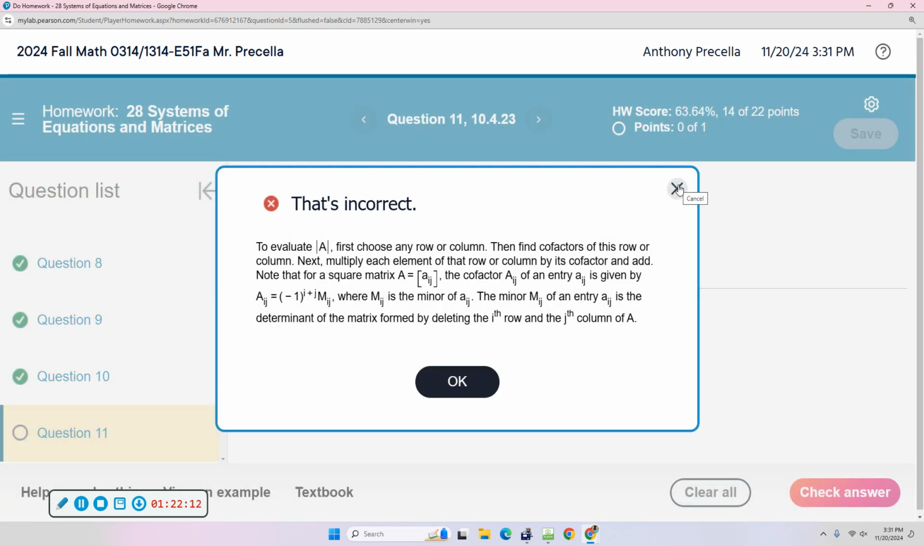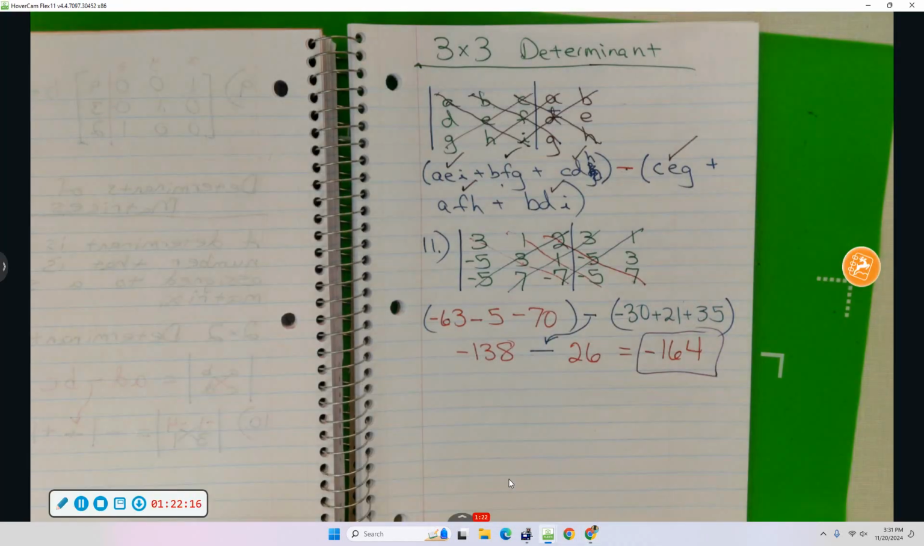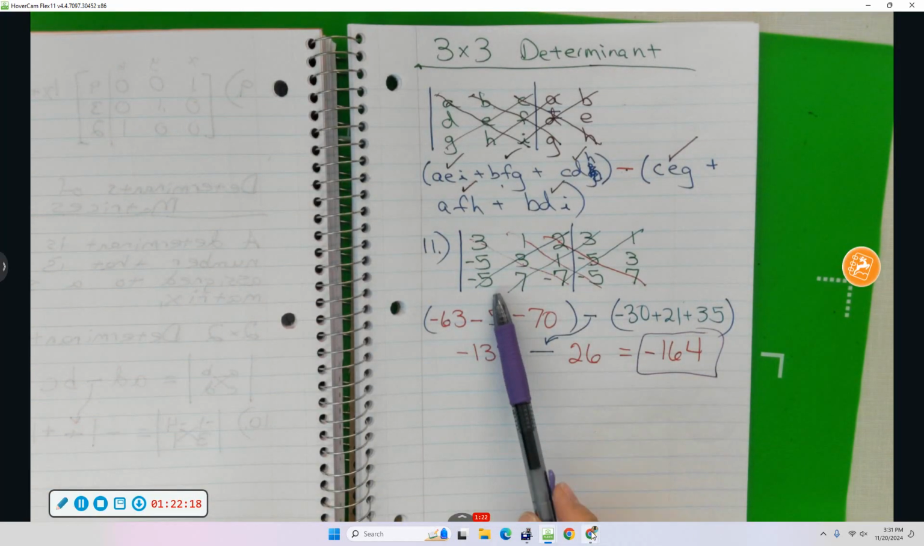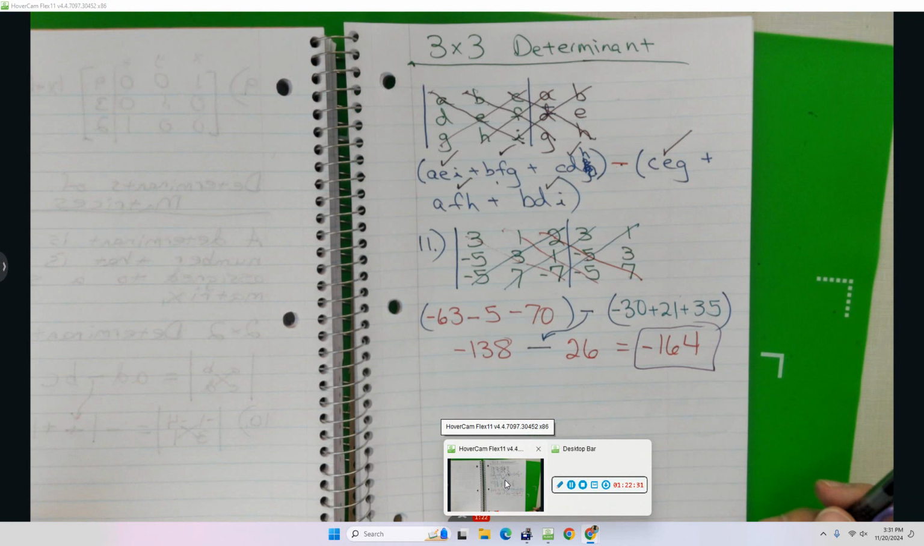Oh, I messed up. What did I mess up on? Let me see. Where did we mess up? Oh, wait. Let's check and make sure you didn't miscopy it. Negative 3, negative 5, 1, 3, 7. Oh, you did. Oh, my gosh. What? I didn't miscopy. Yes, he did. Do y'all see it?